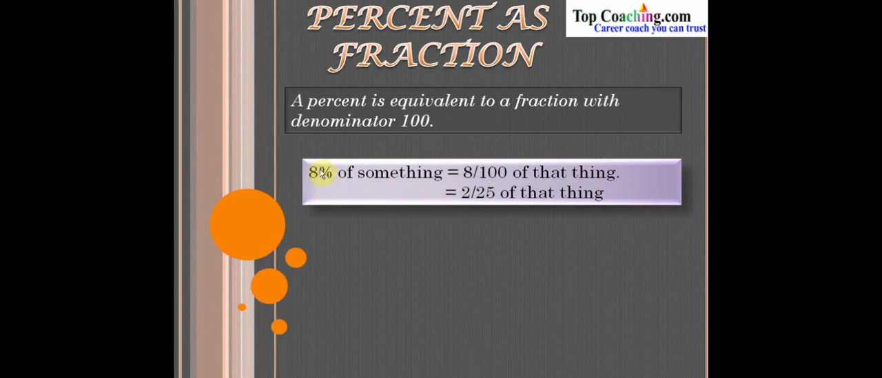Simply, this sign means 1 by 100. So 8 by 100 of that thing. Now 8 by 100 is nothing but equal to 2 by 25. So that is equal to 2 by 25 of anything. Simply divide this number by 100. So that's the way to convert a percent into a fraction. Whenever you see this symbol, it means divided by 100. The base has to be 100, or the denominator has to be 100.